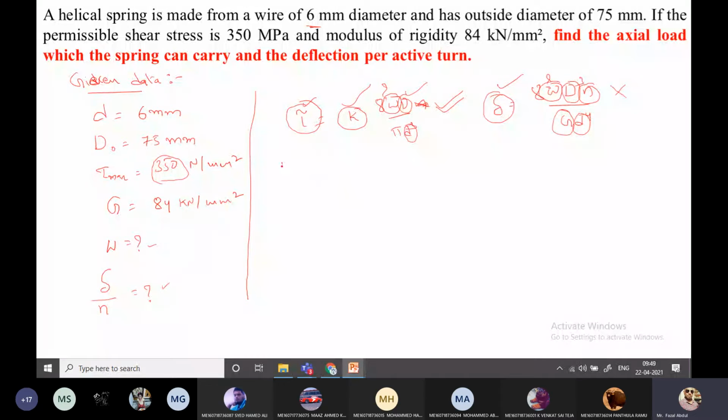So first, remember the question does not particularly mention whether we have to consider the curvature effect or not. So in both ways we have to calculate. First one is without considering the curvature effect.